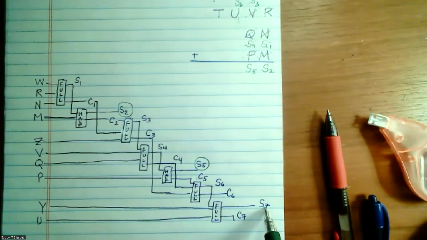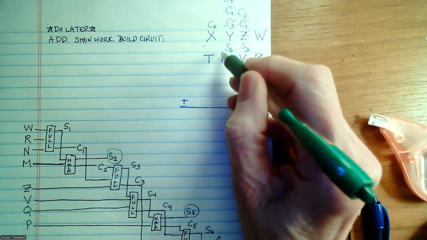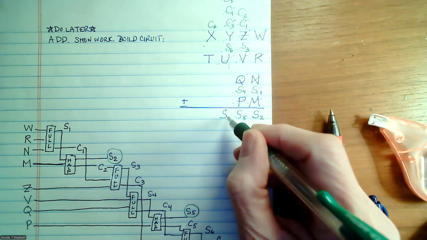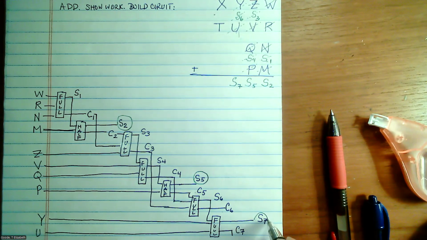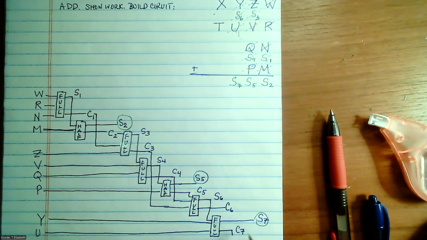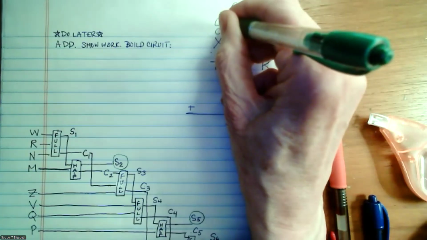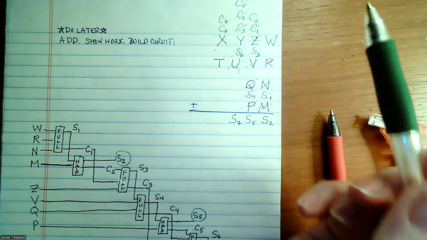S7 goes beneath the line under U. That's right, because we just added Y and S6 and U to create S7. That is one of our final output digits. We're done with that column. Where does the C7 go? C7 goes above C6. That's exactly right. We're getting there.